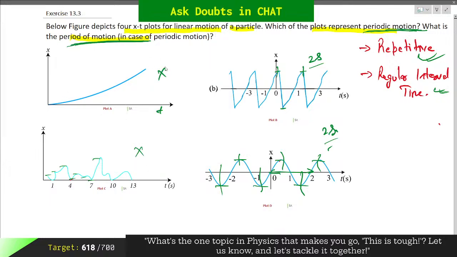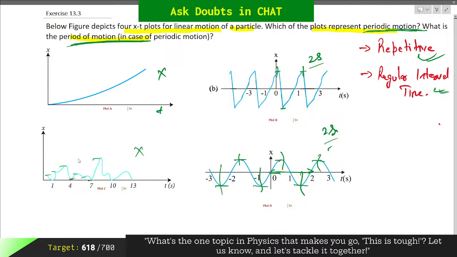Here in the first plot, the position x is exponentially increasing and it is not going in the opposite direction, so it is not repetitive at all, so we cannot say that it is a periodic motion. In plot B, we see that there is a repetition at regular intervals of time, with a time period of 2 seconds, so it is a repetitive motion and it is periodic also because the period of motion is fixed, so we can say that it is a periodic motion.